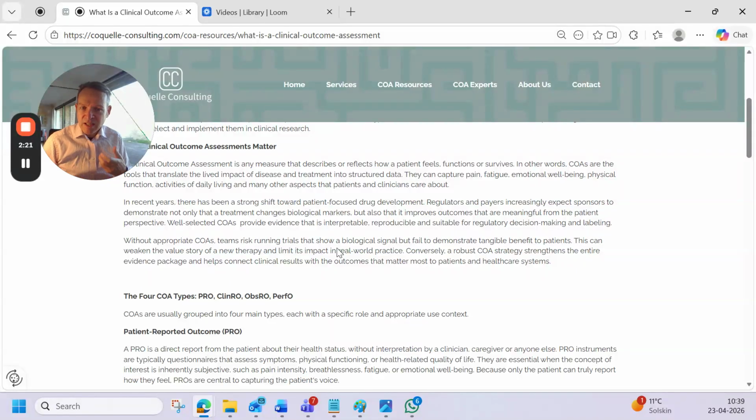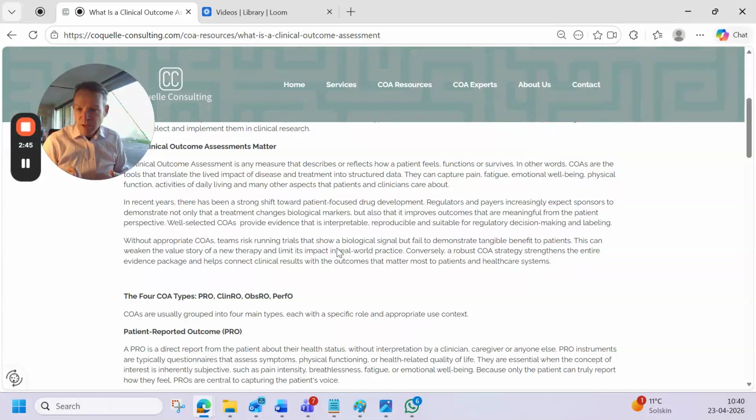Regulators and payers increasingly expect sponsors to demonstrate not only that a treatment changes biological markers, but also that it improves outcomes that are meaningful from the patient perspective. Well-selected COAs provide evidence that is interpretable, reproducible, and suitable for regulatory decision-making and labeling.